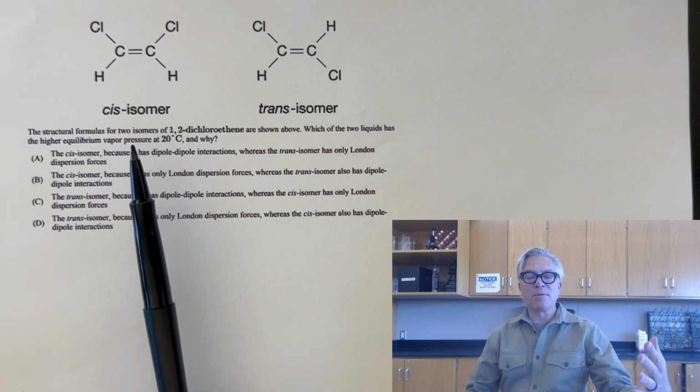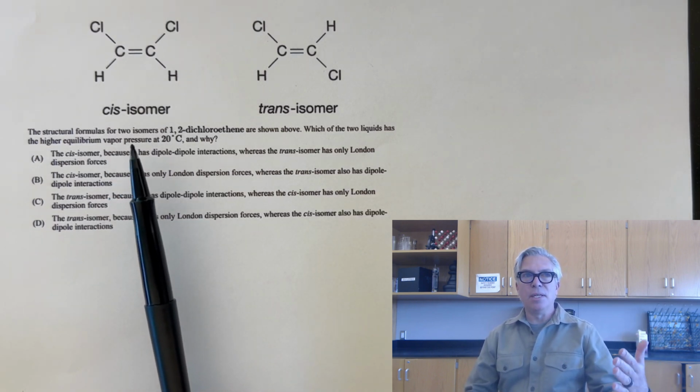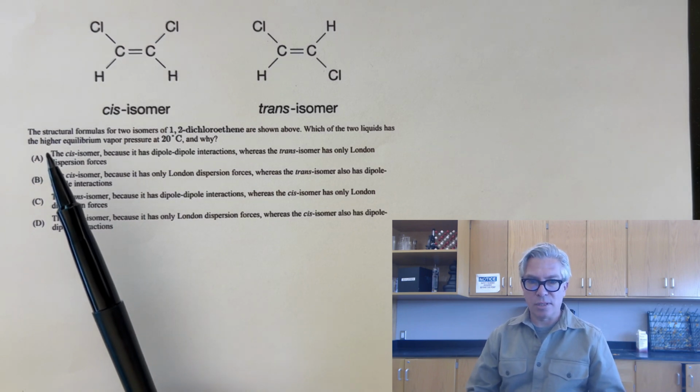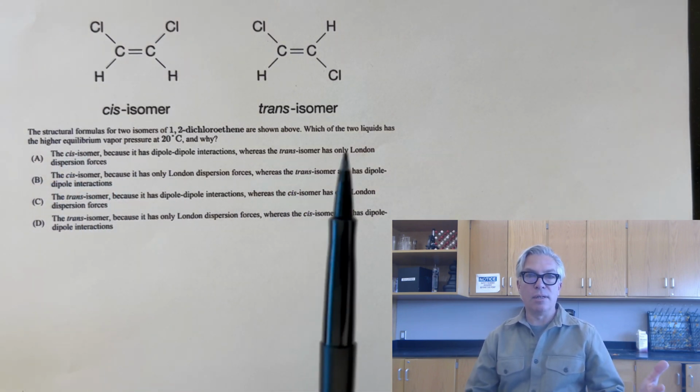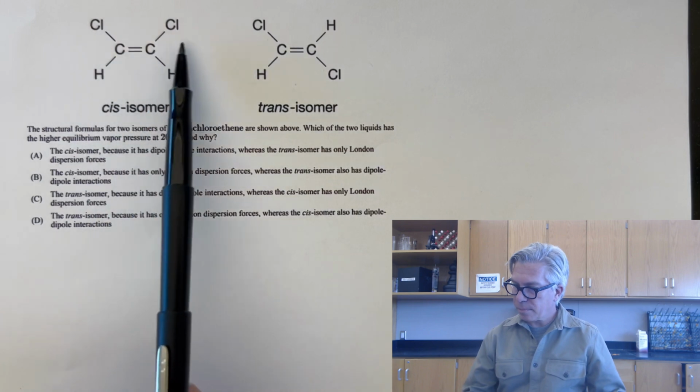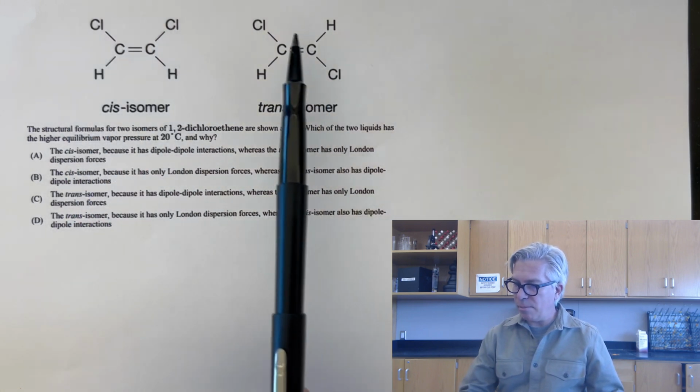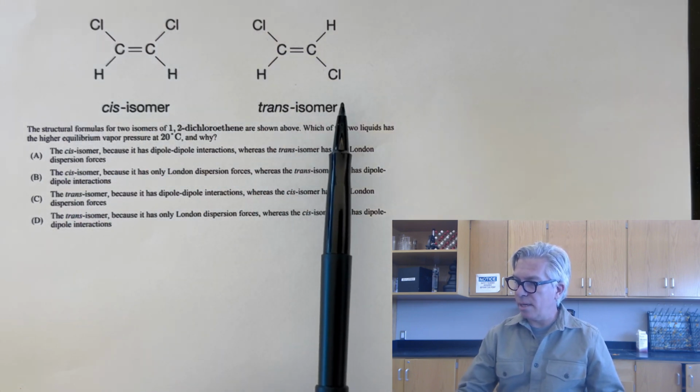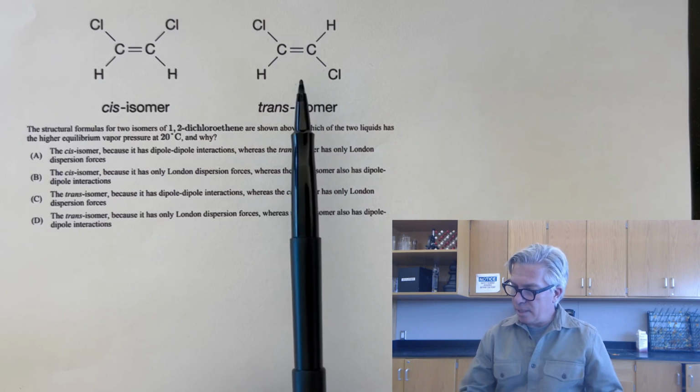Okay, so we've got to think it through. Higher vapor pressure means lower intermolecular forces, so maybe the one that's more nonpolar. I'm looking at this one. This one seems kind of polar because the chlorines are both on the same side. Chlorines here are on opposite sides.